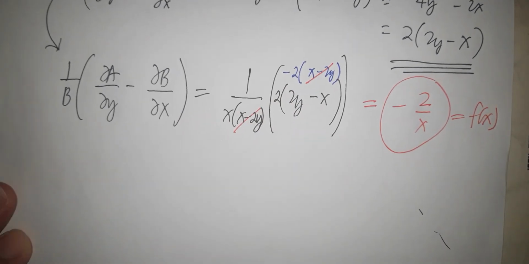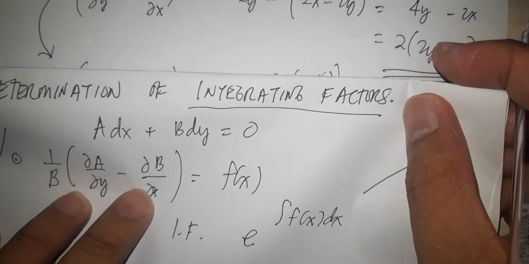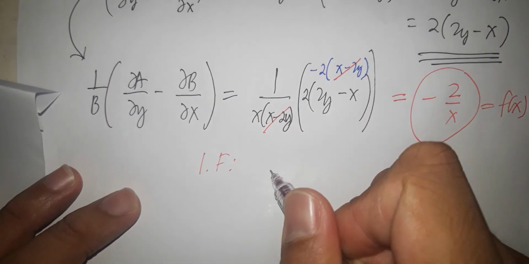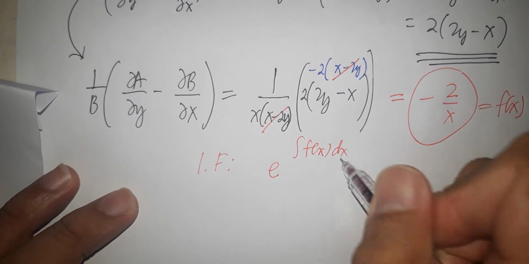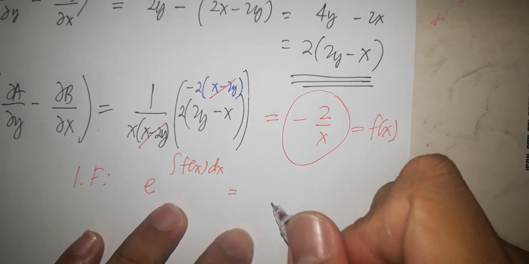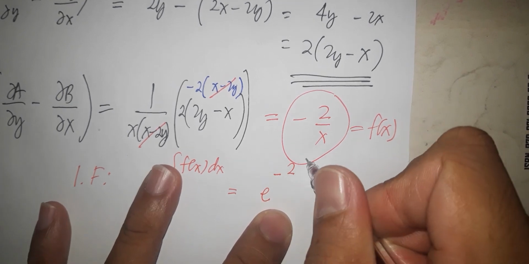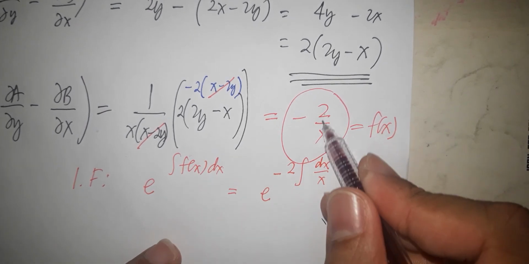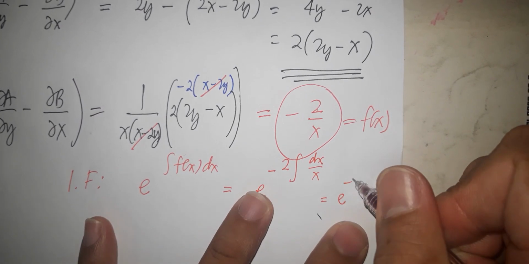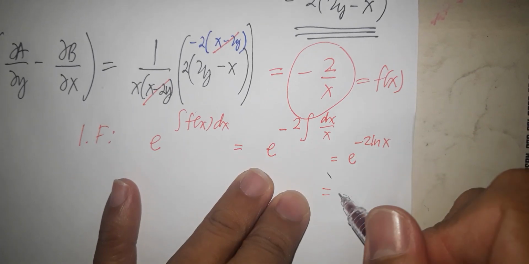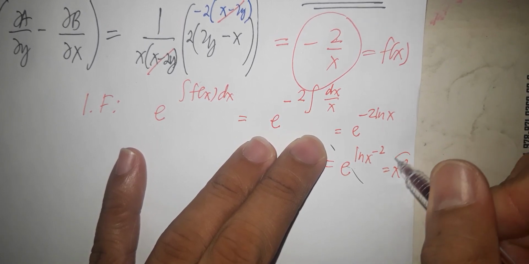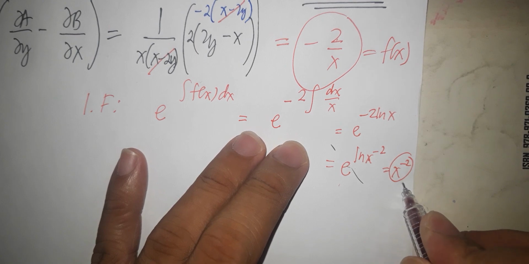Anong sabi? Kapag si 1 over b multiplied by partial derivative of a with respect to y minus partial derivative of b with respect to x becomes a purely function of x, our integrating factor be e raised to integral of f of x dx. So, our integrating factor is e raised to negative 2 integral of dx over x, kasi ang f of x ko is negative 2 over x. So, this is e raised to negative 2 ln x, or that's e raised to ln x negative 2, or simply, x negative 2, because e raised to ln something is something.